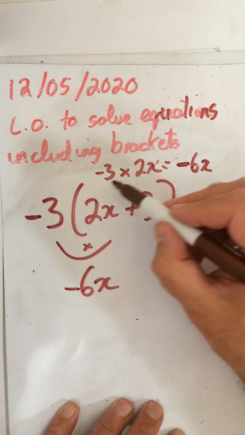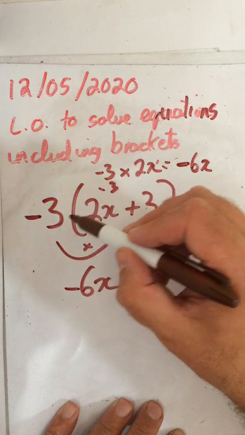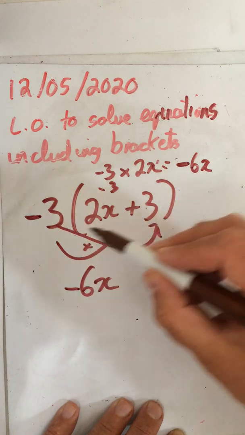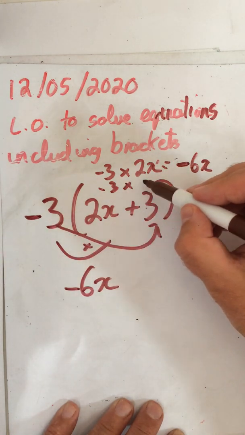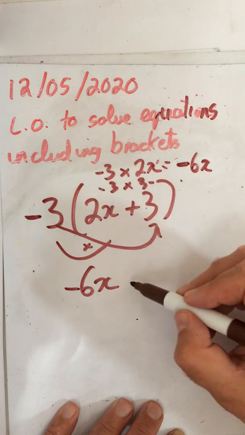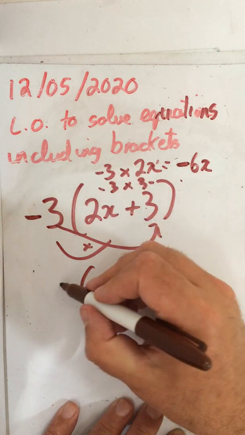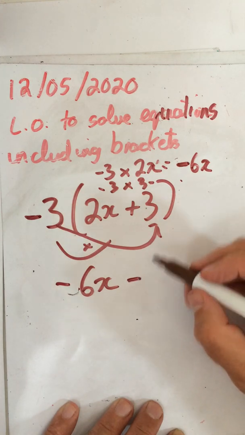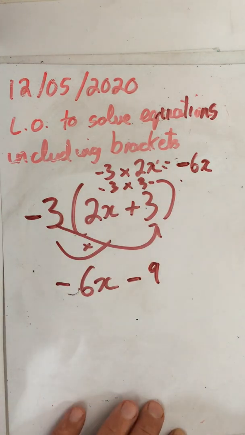And then here we've got the 3. We're going to do the minus 3 times 3. A negative times a positive is a negative. So the answer to this one is minus 6x minus 9.